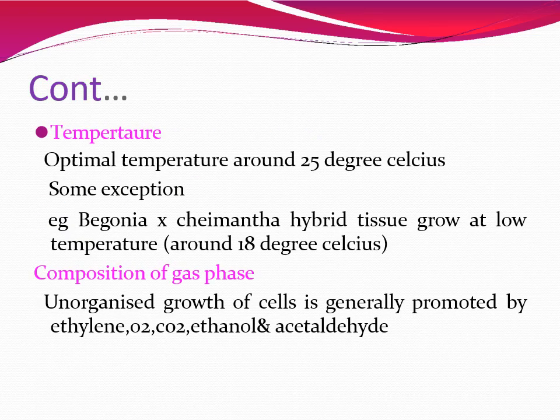Next one is temperature. An optimal temperature of around 25 degrees Celsius is very much needed. Some exceptions are begonia and other hybrid tissues which may grow at a lower temperature of around 80 degrees Celsius. Next one is composition of the gas phase. Unorganized growth of cells is genetically promoted by ethylene, oxygen, carbon dioxide, ethanol, and acetaldehyde.